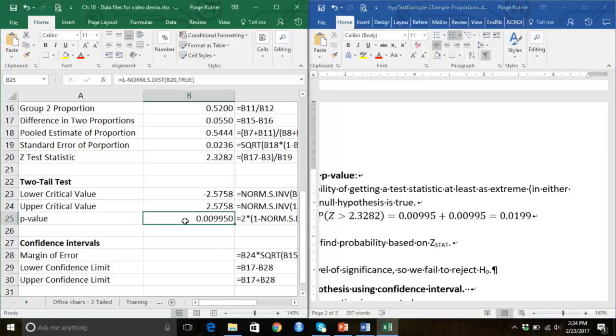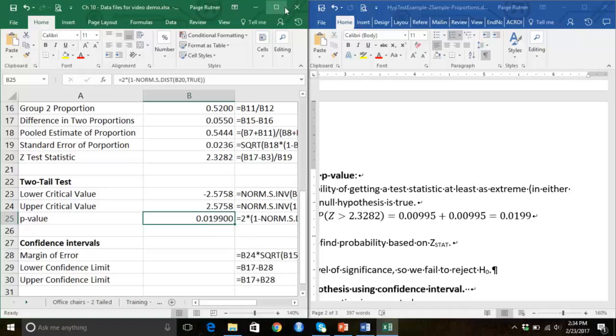Then I need to multiply that by 2 because this just gives me one tail of my p-value. I need both tails. And so I'm going to come back into my formula here, and I'm going to say 2 times the result of 1 minus the probability to the left of my value of z. And that gives me my actual p-value of 0.0199.